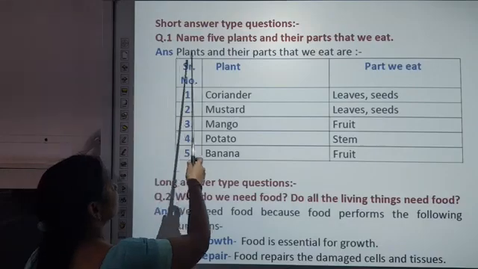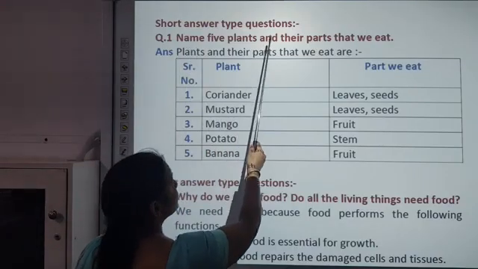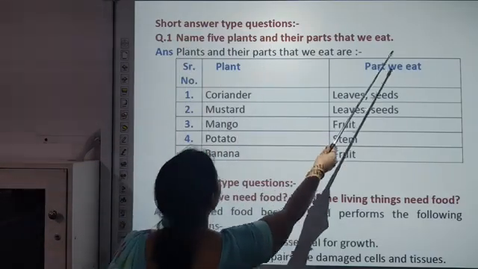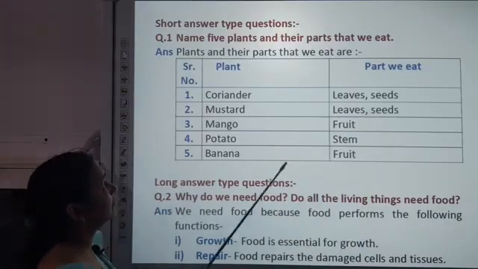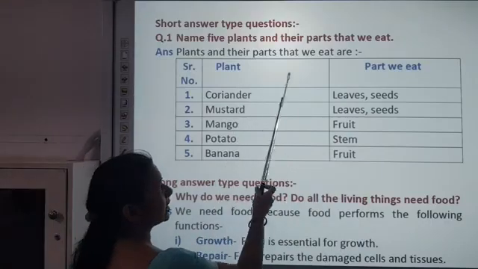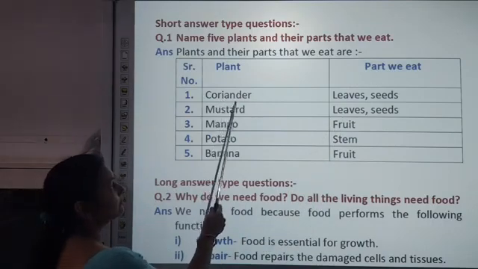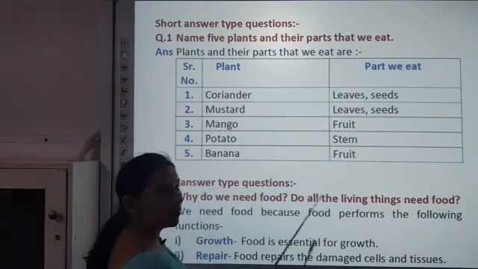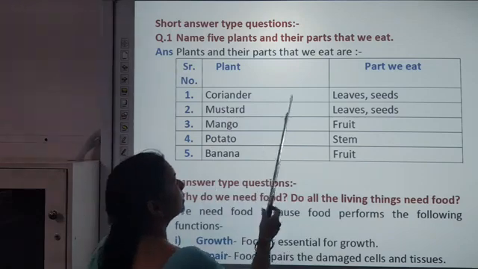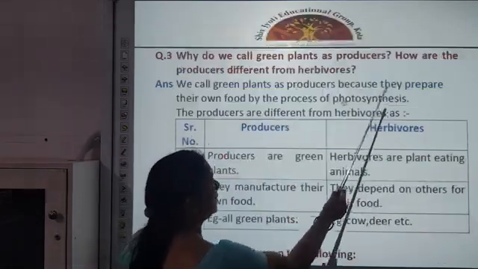Now, here the first question is, name 5 plants and their parts that we eat. Parts of plants that we eat are leaves, fruits, stems. The first one is coriander. Coriander we call dhania in Hindi, and we eat its leaves and seeds.